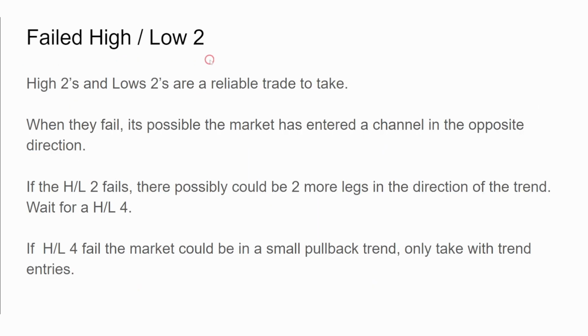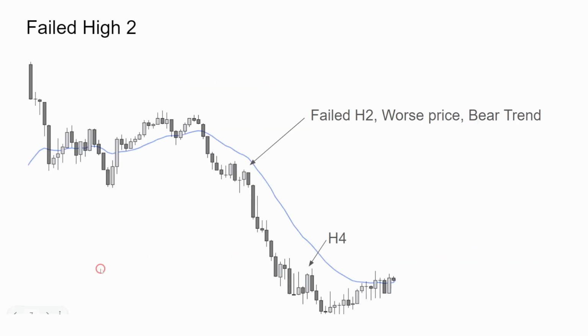Failed high and low 2s. High 2s and low 2s are a reliable trade to take. When they fail, it's possible the market has entered a channel in the opposite direction. If the high or low 2 fails, there possibly could be 2 or more legs in the direction of the trend. Wait for a high or low 4. If the high or low 4 fails, the market could be in a small pullback trend. Only take with trend entries.